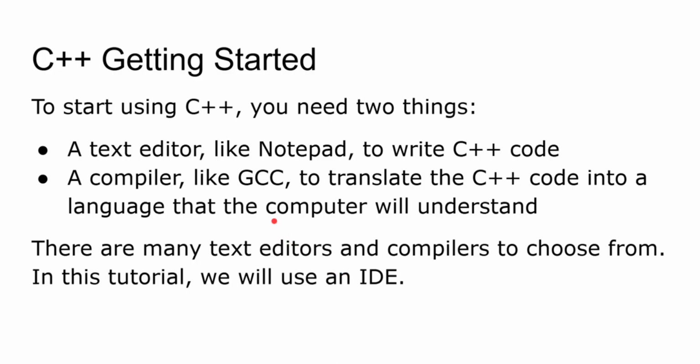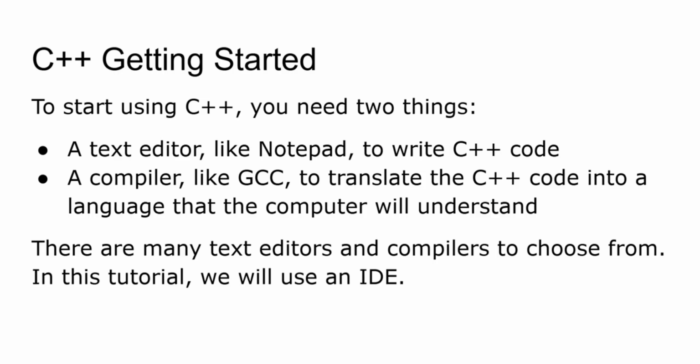And the second thing is a compiler. This is software that converts our C++ code into something the computer understands. There are different types of compilers, like GCC, that are useful to translate the C++ code into a language that the computer will understand. So we can install GCC by installing the MinGW compiler. Okay, so how to do this?